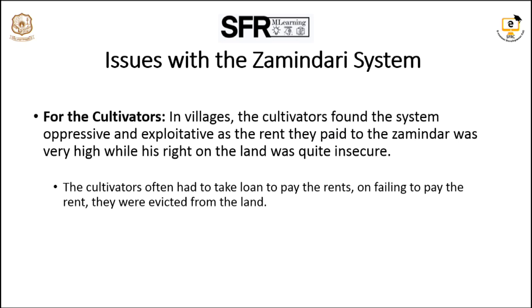For the cultivators, they considered this an oppressive and exploitative system. They had to pay a very high rent for the land, and their right on the land was quite insecure. That means they had to pay the land revenue at a very high percentage, but they were not sure that the land would remain under their control the next year also. This was the problem that prevailed.